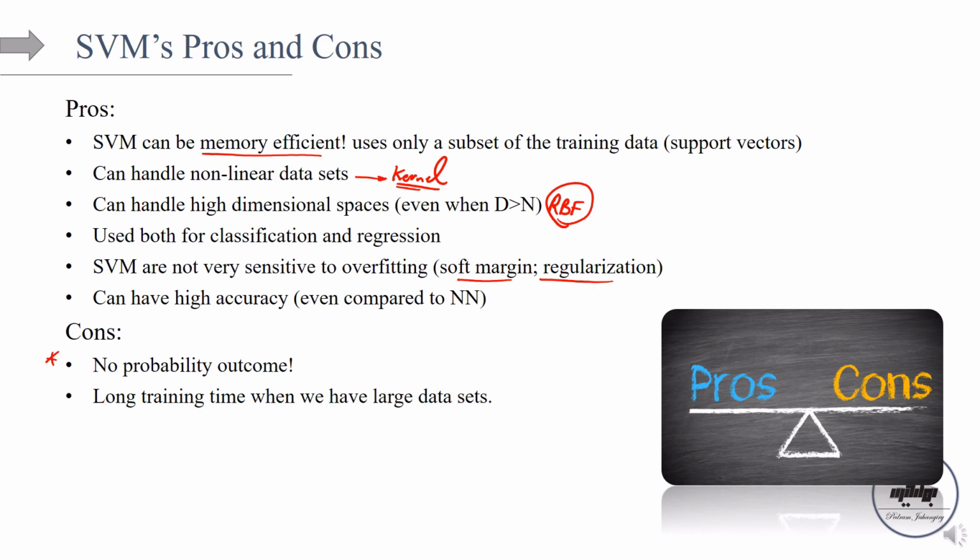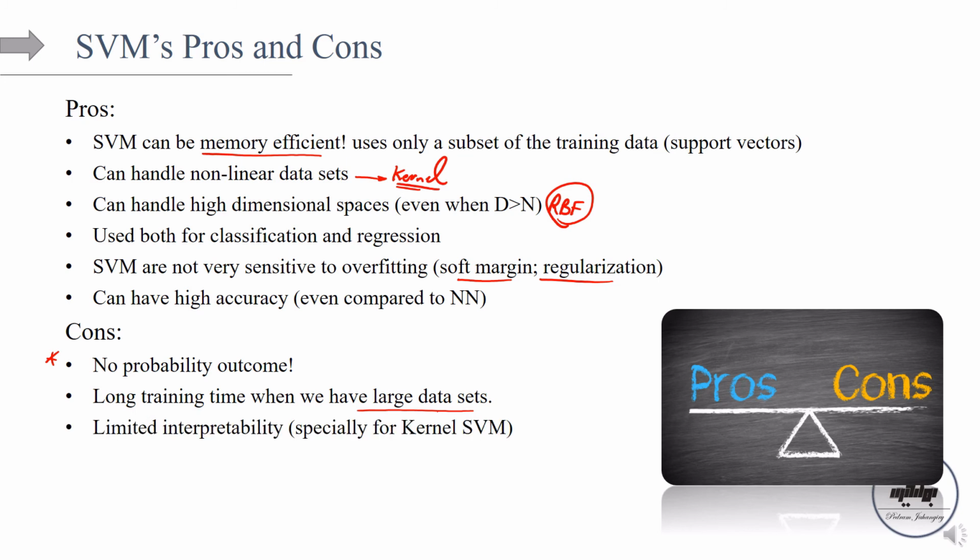And the next one is long training time when we have a large data set, right? So generally speaking, SVMs are not fast enough when we are dealing with large data sets, and they're designed for small to medium-sized data sets.